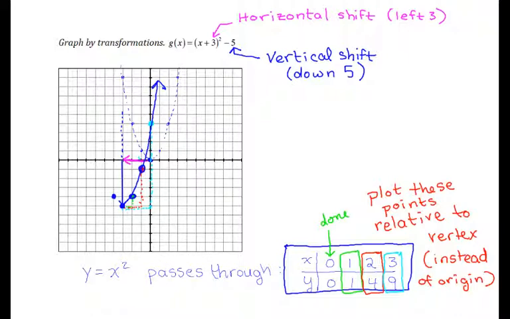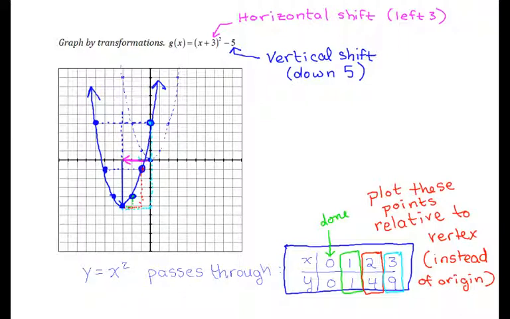I can now go negative 2, 4, or I can just see what it would look like to reflect this point across that vertical line passing through my vertex. Up here also, this is the point that was 3, 9 relative to my vertex. I can now bounce it across and get another point on the other side, and then I can connect the points to get the other side of my parabola.